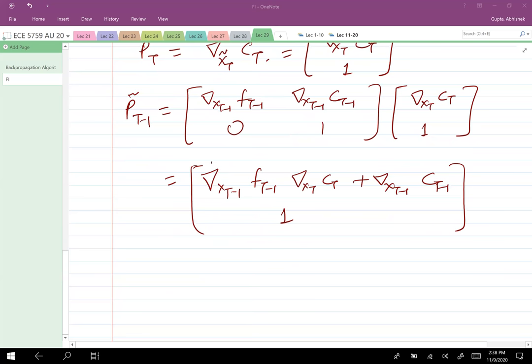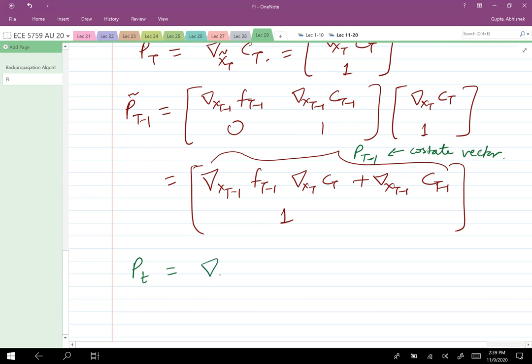Okay, so let me call this, I'm going to call this P_{T-1}. So this would be my costate, the new costate vector, which is the gradient of the function times the future cost plus the gradient of the current cost with respect to the state. Okay, that's my costate vector. And in fact, you can write down the costate vector P_t equals the gradient of X_t F_t times P_{t+1} plus the gradient of X_t C_t. So the current cost, the gradient of the current cost with respect to the current state. Okay, so this is my costate update equation.